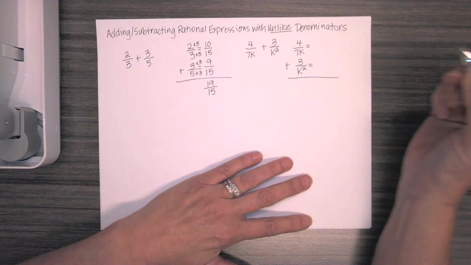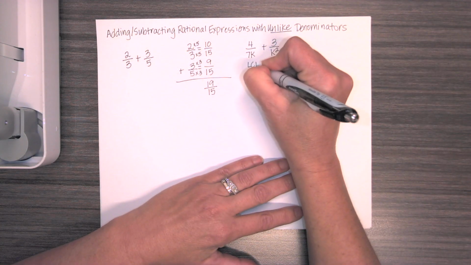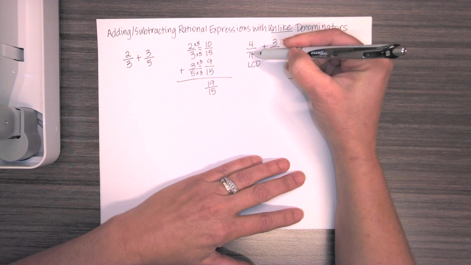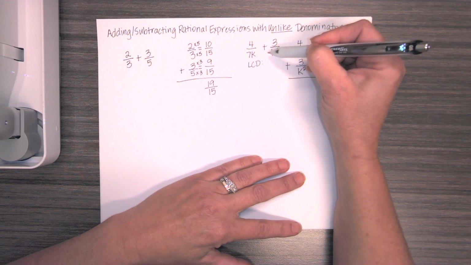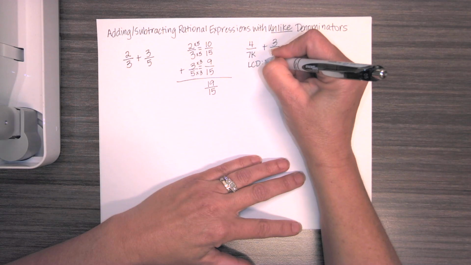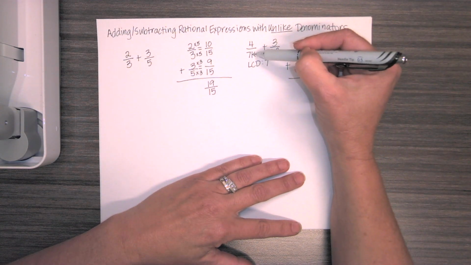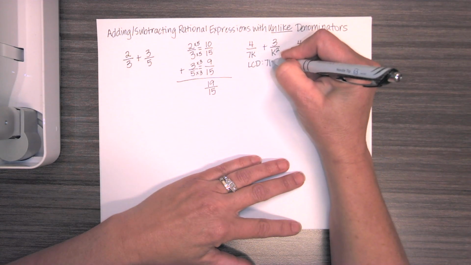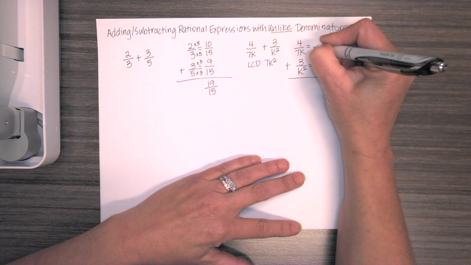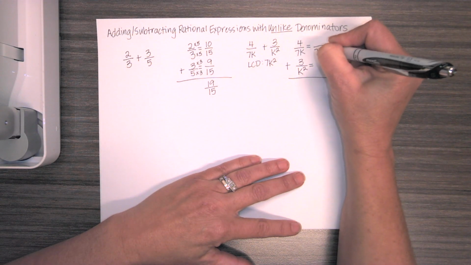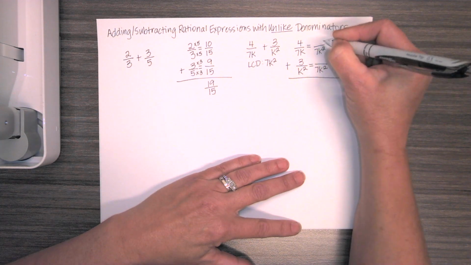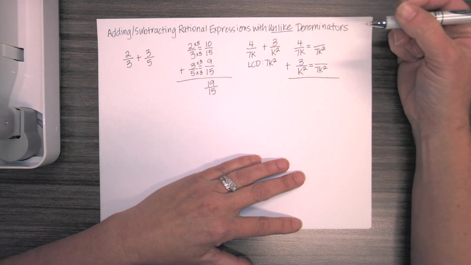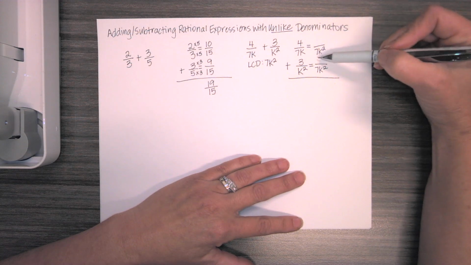I first need to find a common denominator, so I'm going to do that right here. Alright, my coefficient part in each denominator, I have a 7 and a 1. The common denominator for those would be 7. The highest power of k that I see is k squared. So my common denominator is going to be 7k squared. So over here, I'm going to fill that in the denominator for each of these. And then I have to figure out what the numerators would be.